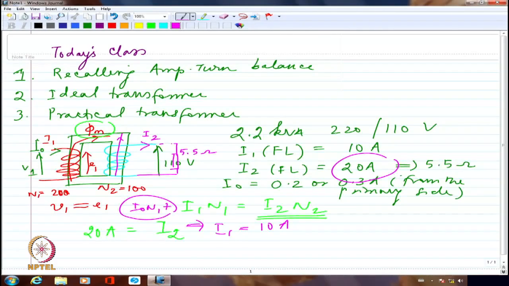Is this clear? So the ampere turn balance essentially is the major underlying principle of transformer action. We will revisit this for every kind of transformer that we are going to talk about. So we have seen basically that the transformer is going to follow V1 by V2 equal to N1 by N2 equal to I2 by I1. This is the relationship that is going to be followed by the transformer. Let us start off with the ideal transformer action and then let us go over to the actual practical transformer.